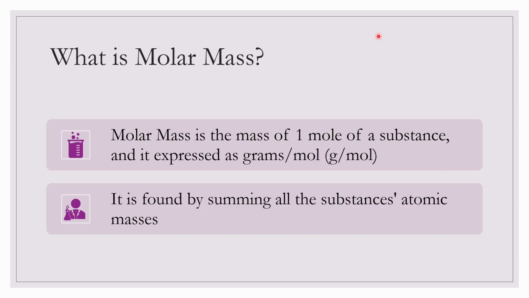So what is molar mass? Molar mass is the mass of 1 mole of a substance, and it is expressed as grams per mole, abbreviated g per mole. It is found by summing all the substance's atomic masses, and in the future slides we'll be working a few examples.